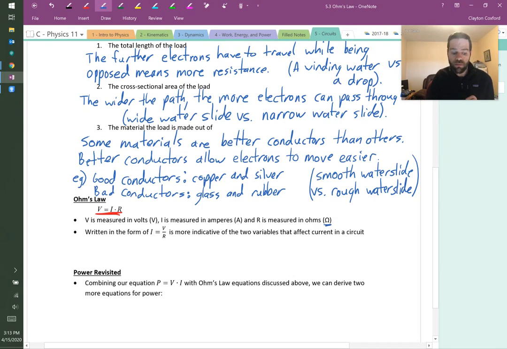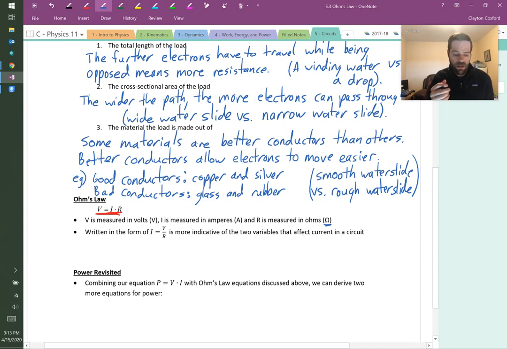It stands for ohms. Just like we could have milliamps and kilovolts and any metric prefix in front of volts and amps, we can have the same thing for ohms. You could have kilo ohms or milliohms or mega ohms. It's a metric unit, so we can have metric prefixes in front of it.